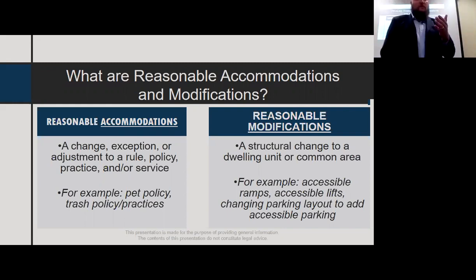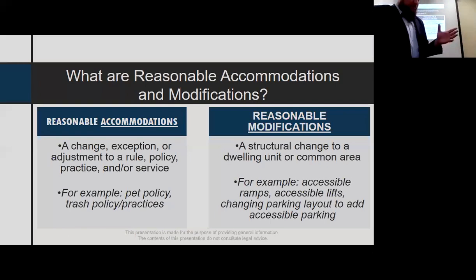Similarly, for instance, the other one here is trash policy. If your tenant has to take their trash to the dumpster behind, but you have somebody who's mobility challenged and they can no longer take their trash out, you can't tell them, well, sorry, you can't rent here because the trash is going to pile up. You need to find a way to accommodate them, either have someone help them or provide a way for you to get the trash and take it to them.